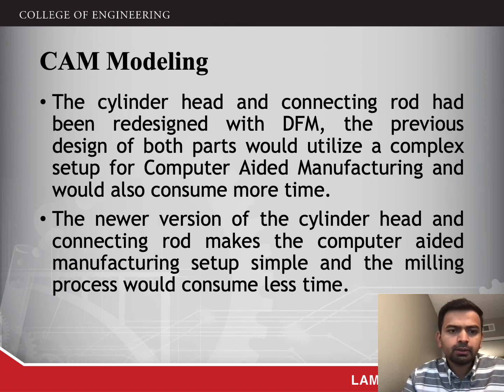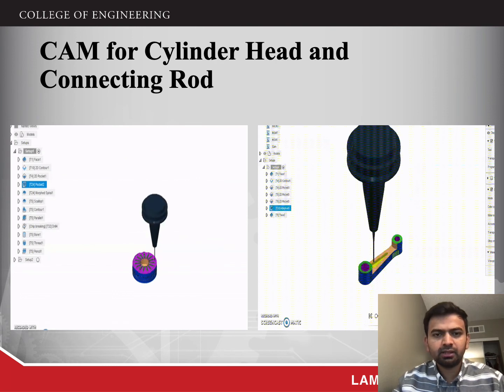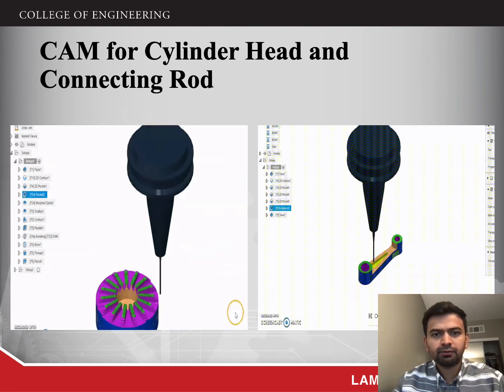CAM modeling. The cylinder head and connecting rod had been redesigned with DFM. The previous design of both parts would utilize a complex setup for computer aided manufacturing and would also consume more time. The newer version of the cylinder head and connecting rod makes the computer aided manufacturing setup simple and the milling process would consume less time. Here we can see the CAM automation using Autodesk Fusion 360.